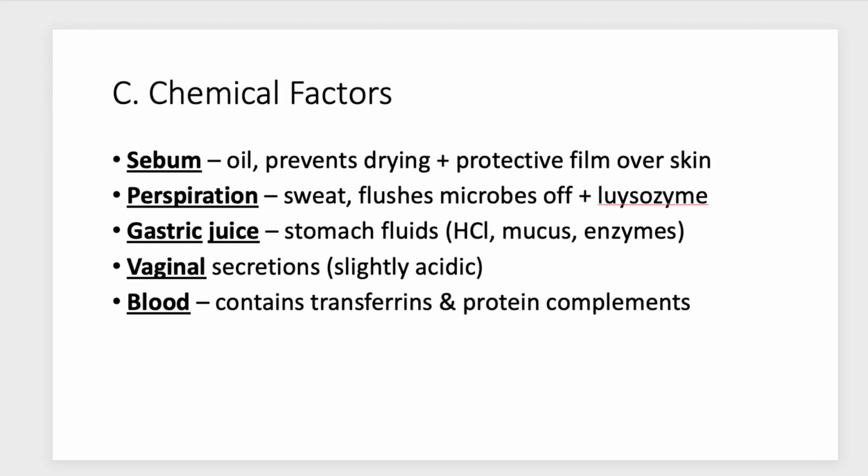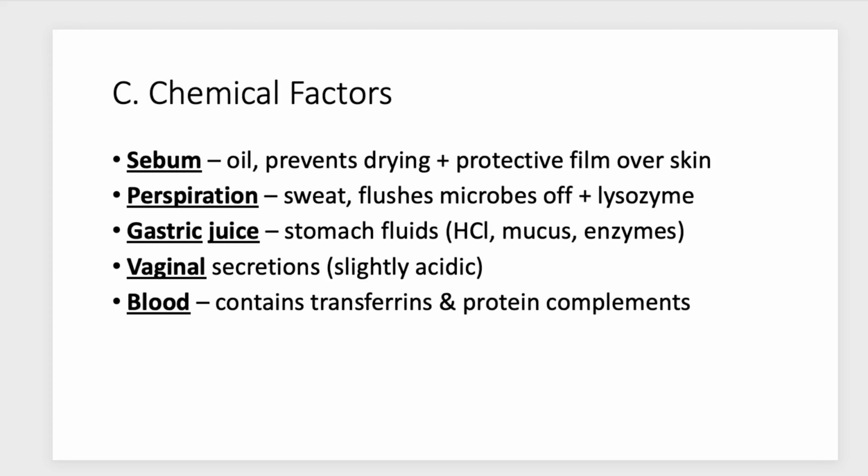So some chemical factors that we'll see on our bodies. One would be sebum. So this is an oil that prevents drying, and it provides this protective film over the skin. We also have perspiration. When we work out, we get hot, and that sweat also flushes microbes off, and it contains lysozymes. In our stomachs, we have gastric juice. We talked about that hydrochloric acid, that low pH. It's very hard for microbes to live in that environment.